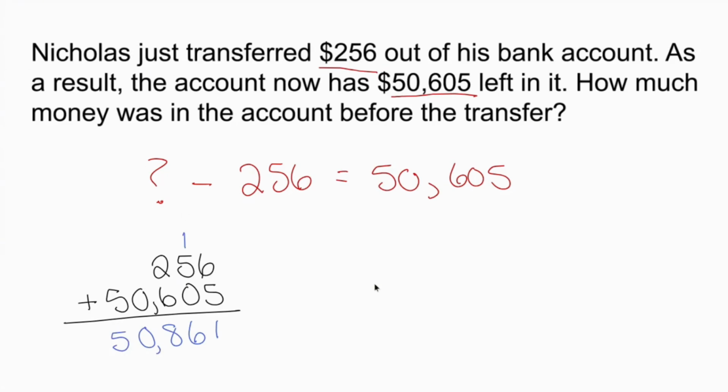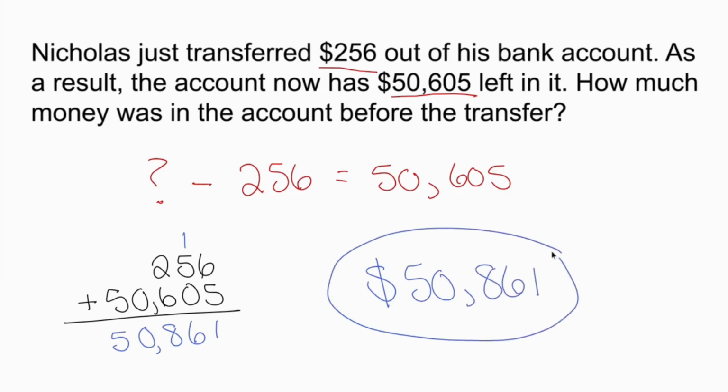So Nicholas started out with $50,861. And when he took away 256, he had this much left, which is less than what he started with. So that's our answer.